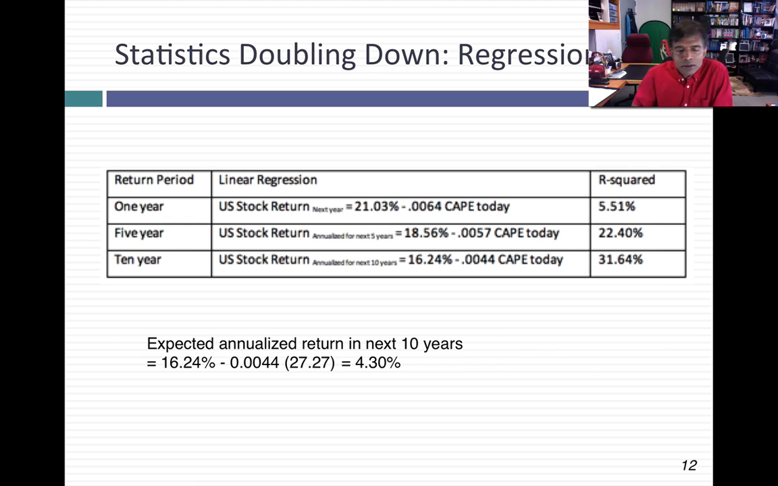You see, what do I do with this? Well, let's take the CAPE today. It's about 27.27. If I take the 10-year return regression and plug in that 27.27, I get an expected annualized return for the next 10 years on stocks of 4.3%.